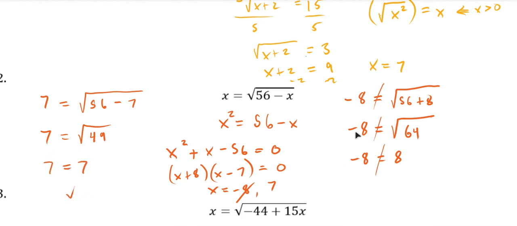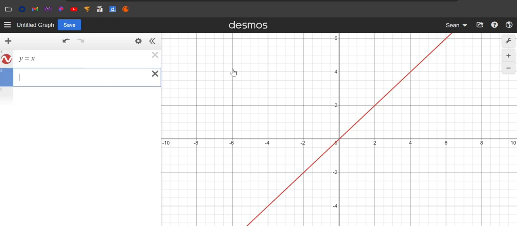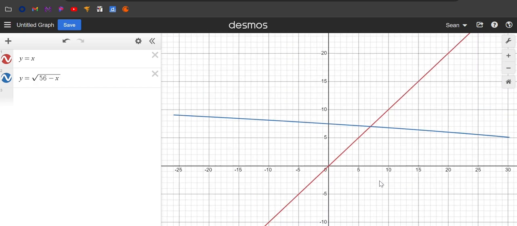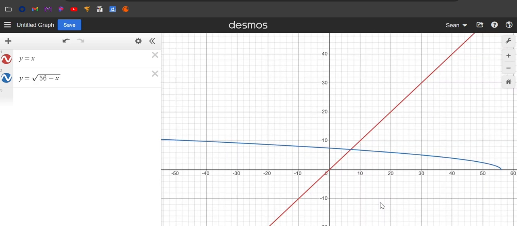Let's see if we can understand what's going on in a graphical sense as well. Here I've opened up a graphing calculator. If we take a look at one side of the equation, we'd have x. If we take a look at the other side of the equation, we have the square root of 56 minus x. And we can try to take a look at these two curves to see where they intersect.